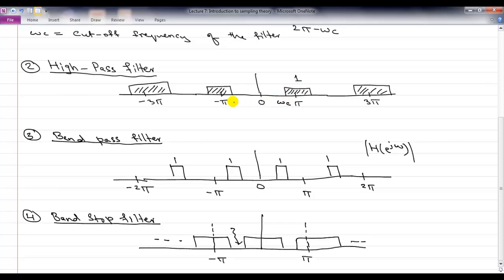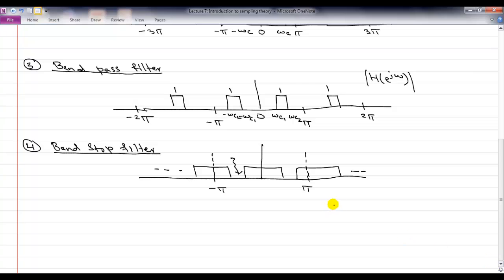In the high pass case, there is only one parameter, omega c. In the band pass case, there is omega c1, omega c2, minus omega c1, minus omega c2. And in the band stop, you have a similar version. This is omega c2, omega c1, minus omega c1, and this is minus omega c1. And this is minus omega c2.